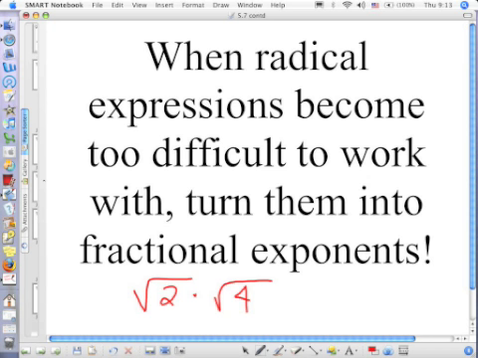But what happens when you're trying to multiply a square root and a cubed root? You can't multiply 2 and 4 together to get 8 because it's not the same root that you're looking for. So we're going to look at how to use fractional exponents to be able to solve things like this.